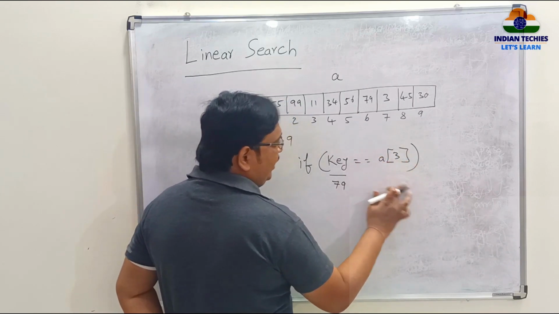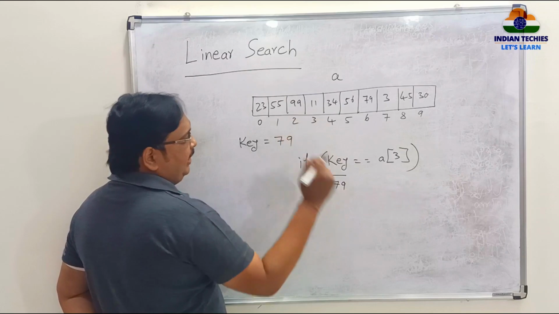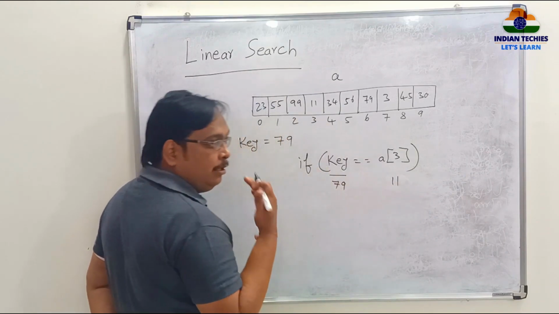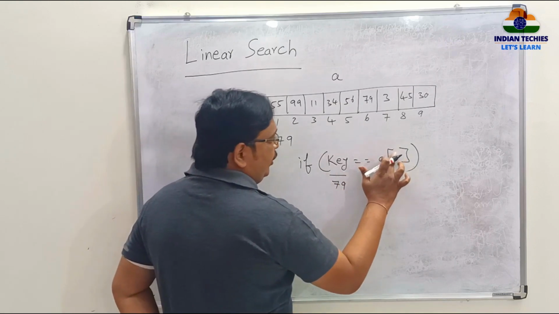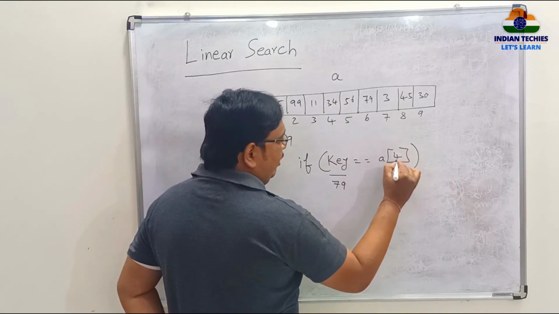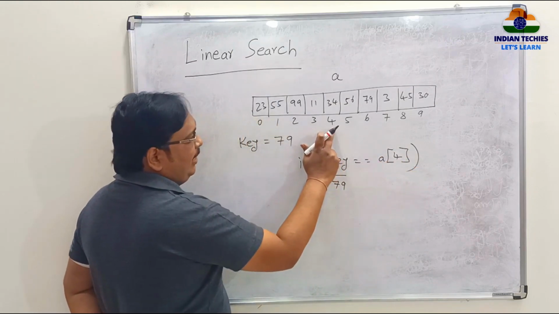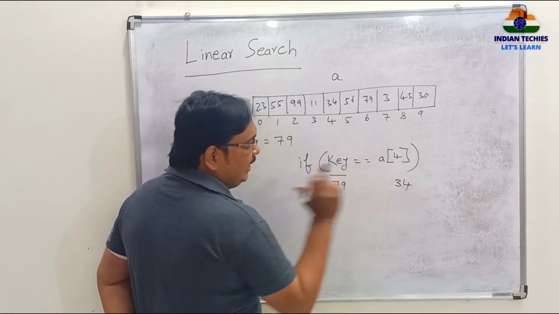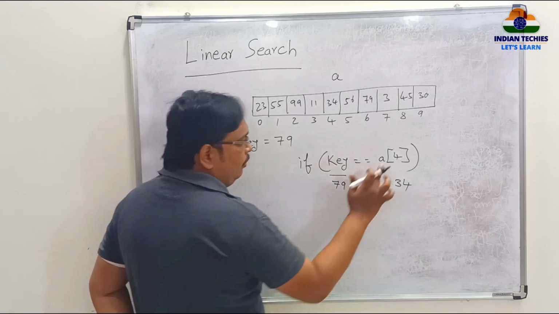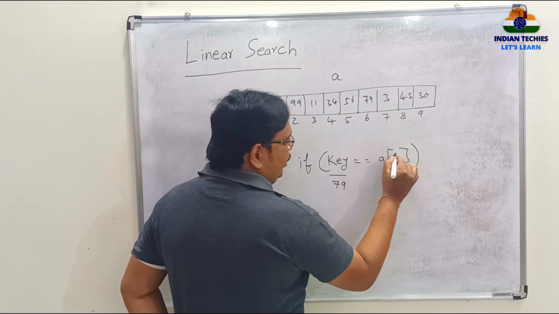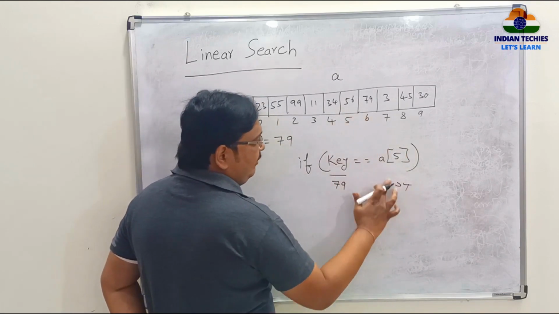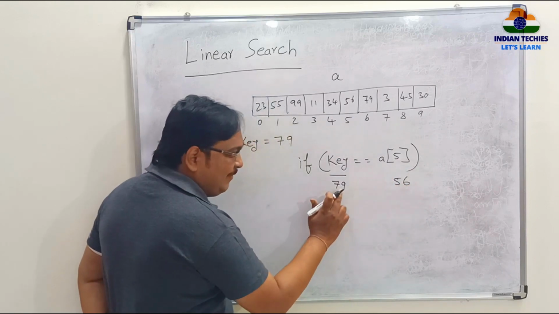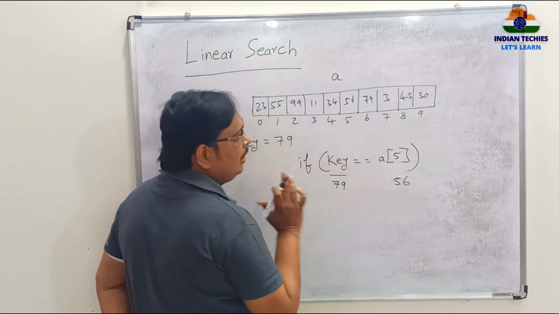So I will search with A of 3. What is A of 3? 11. Is 79 equal to 11? No. So I am going to the next position, that is A of 4. What is the value in A of 4? That is 34. Is 79 equal to 34? No. I am going to the next position, that is 5. What is the value in A of 5? The value is 56. Is 79 equal to 56?